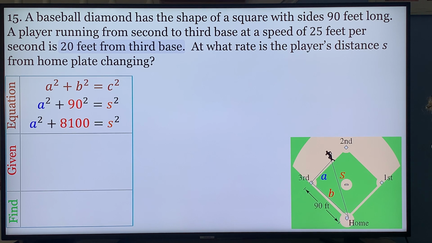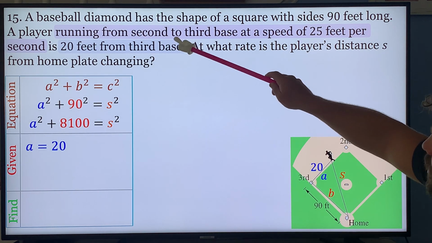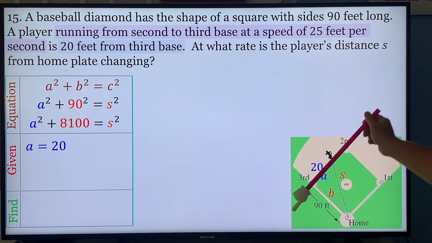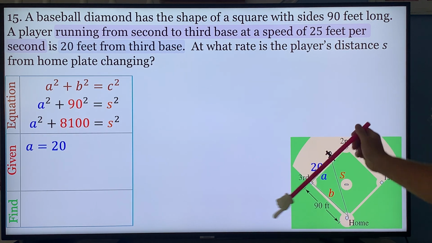20 feet from third base. So what's that? A. All right. 20 feet from third base. Running from second to third at a speed of 25 feet per second. That's d what dt? dA dt.